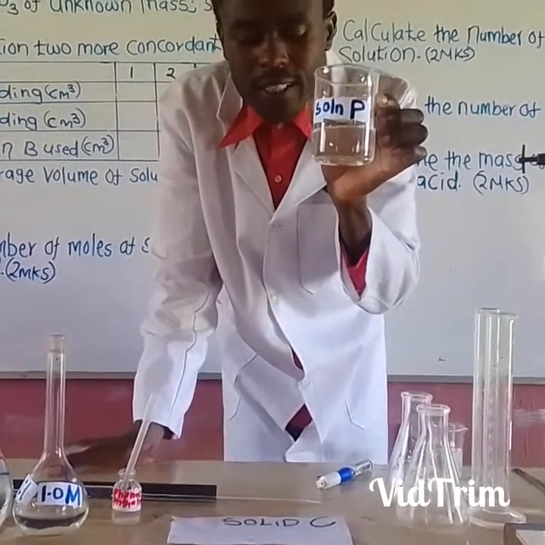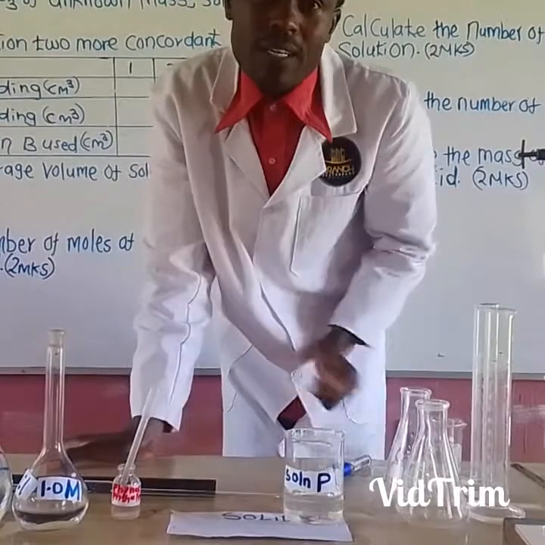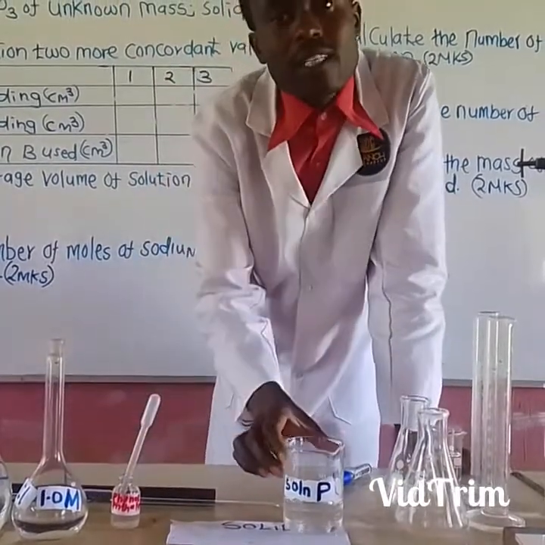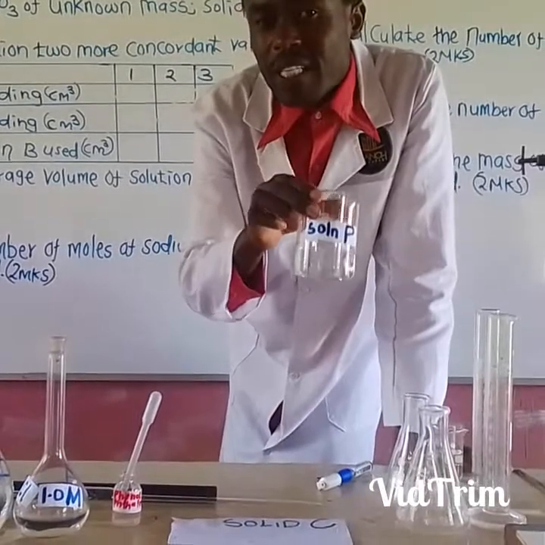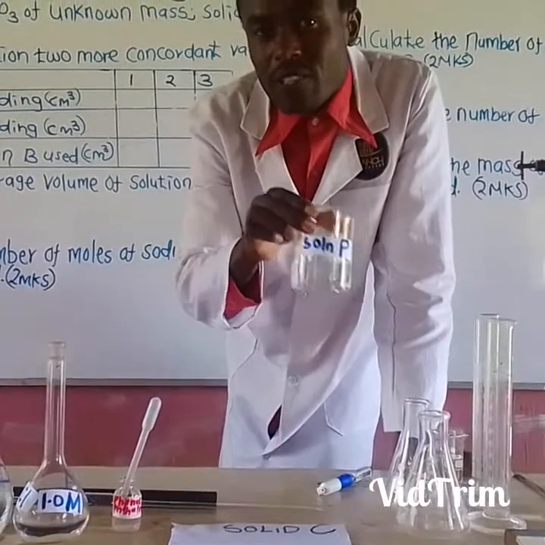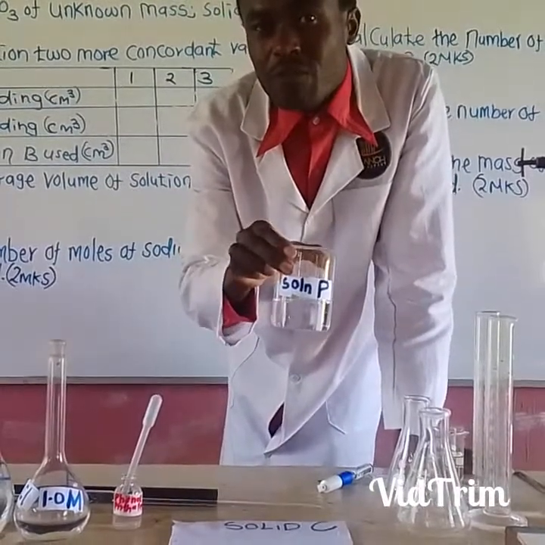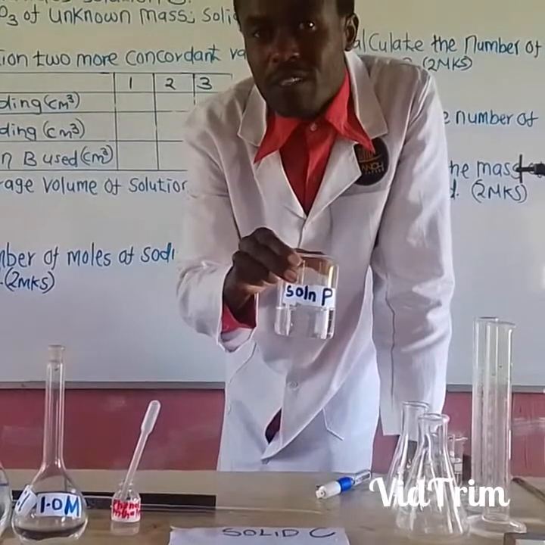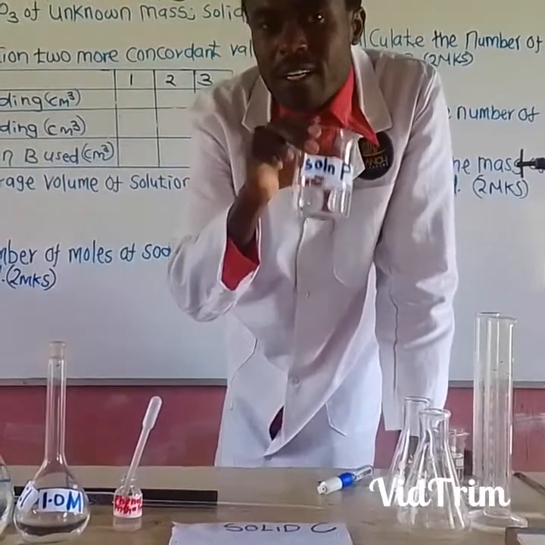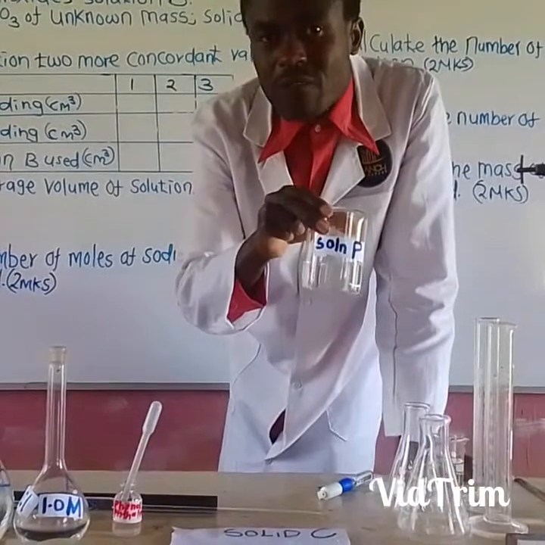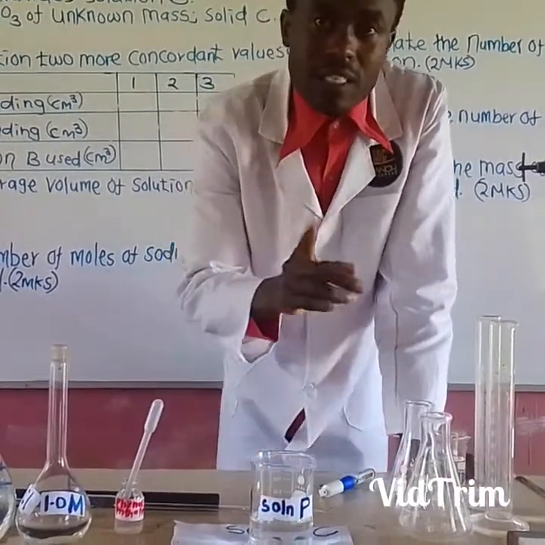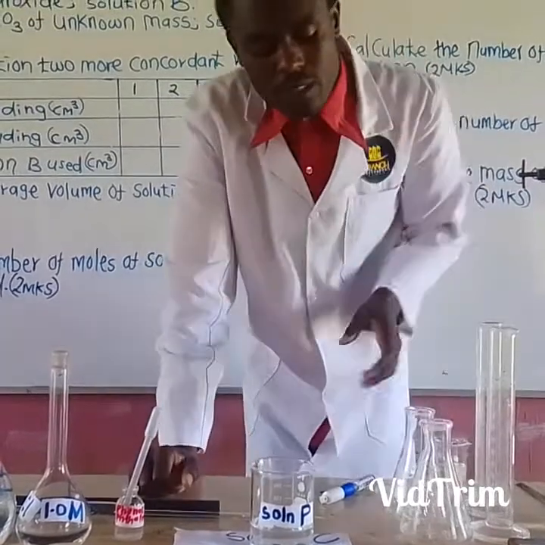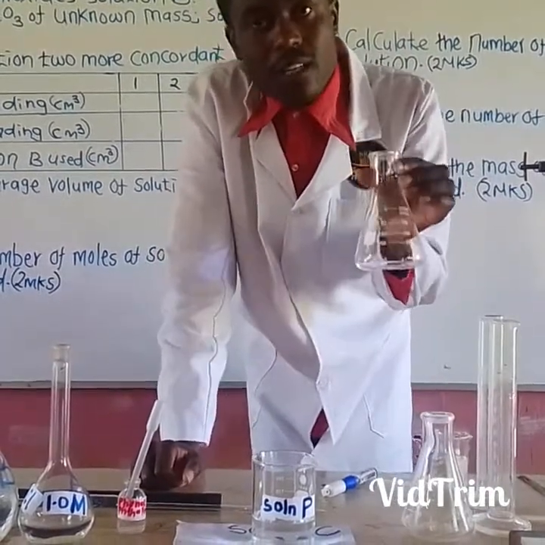Is it okay? And also remember, you will be asked to calculate the number of moles of this solution P. That's at 100 mils. Is it okay? I've said at 60 you will calculate the number of moles from the original solution. Then also at 100 you have to calculate the number of moles. Is it okay? The next procedure, I take a clean conical flask.